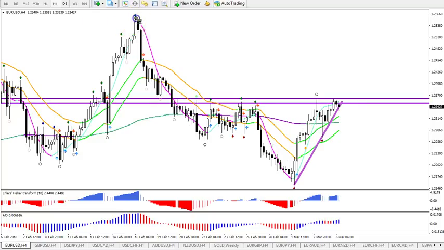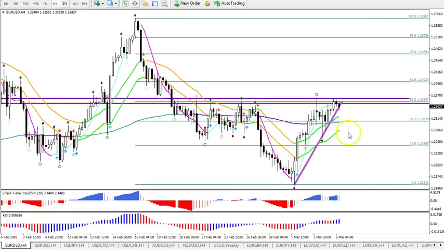We can put a fib from here to here to get an idea about the targets. 124 could be a target at the 61.8 fib, 124.70 at the 78.6 fib. Those could be levels to think about as price breaks to the upside. But I'm expecting price to make a little bit of a correction first and then bounce for that continuation higher.